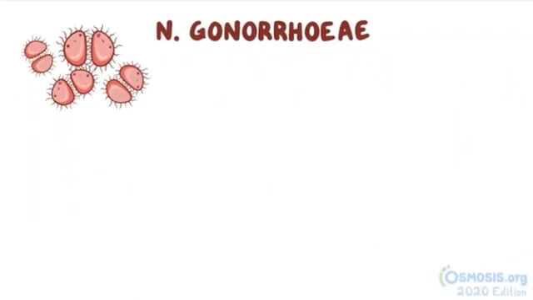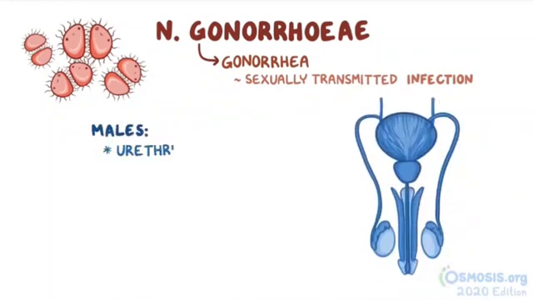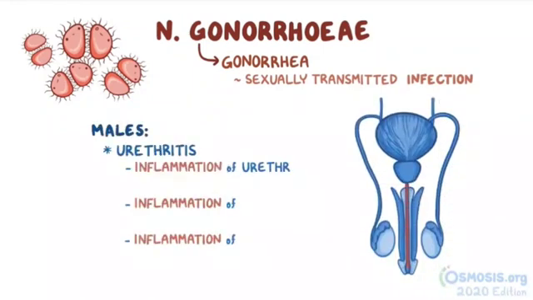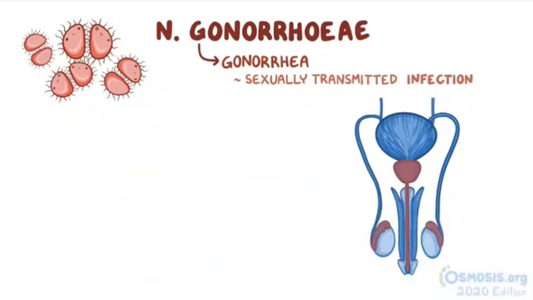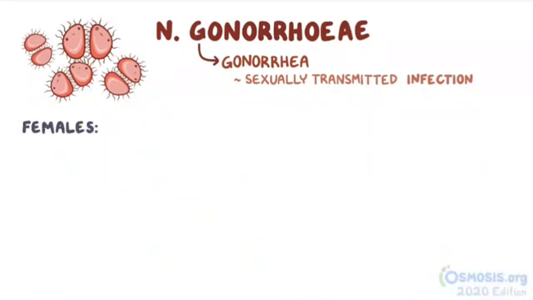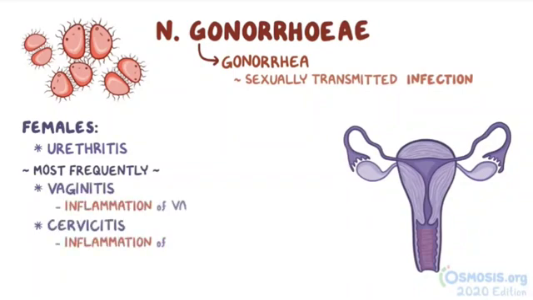Most frequently, though, N. gonorrhoeae causes gonorrhea, which is a sexually transmitted infection. In males, gonorrhea manifests as urethritis, or inflammation of the urethra, but it can also affect the prostate, causing prostatitis, or the epididymis, causing epididymitis. In females, N. gonorrhoeae can also cause urethritis, but most frequently it causes vaginitis and cervicitis, so the inflammation of the vagina and cervix, respectively.